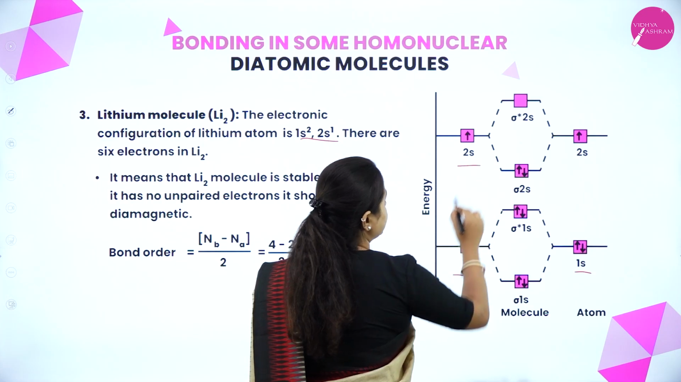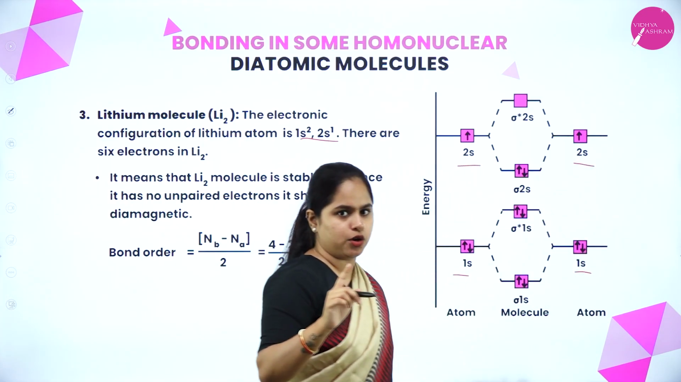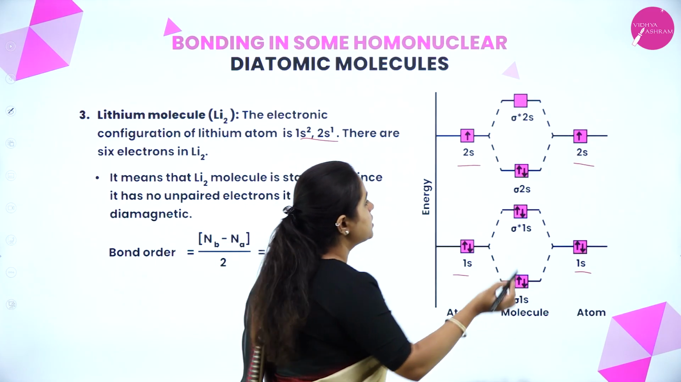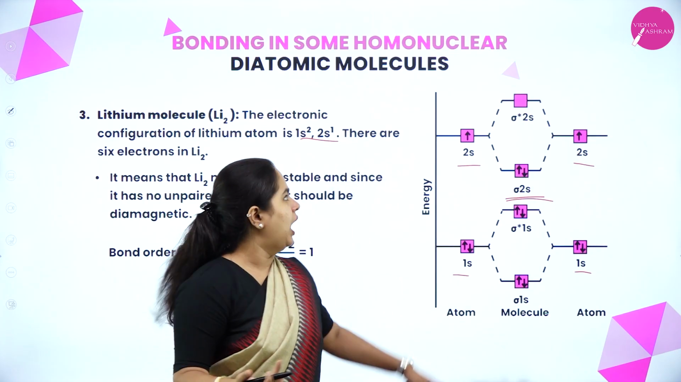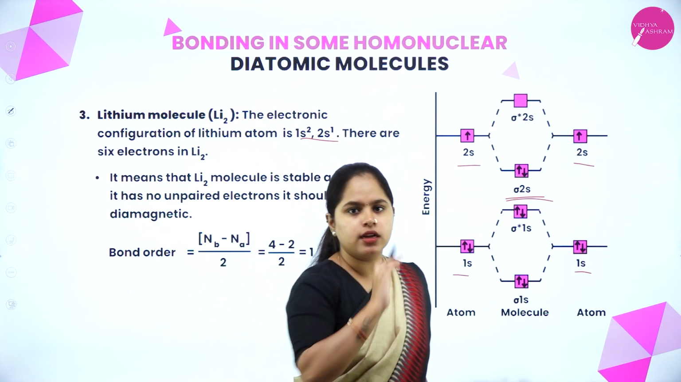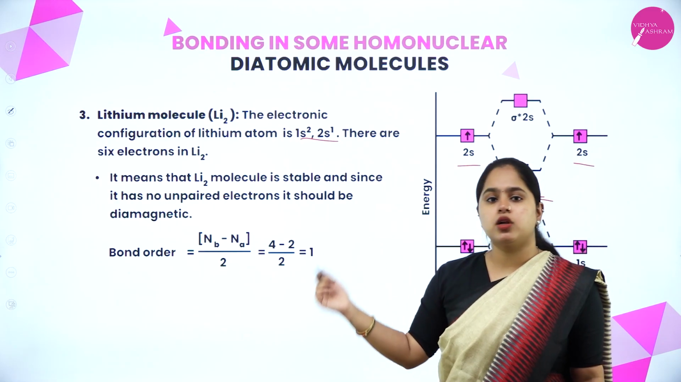In this lithium atom, 1 electron is present in the 2s orbital, and here also 1 electron. Now, a total of 2 electrons are to be in the molecular orbital. Yes, those 2 electrons get filled in the bonding molecular orbital, and in the anti-bonding molecular orbital, nothing gets filled. So this is clear, the molecular orbital diagram. From this, again, you will be able to calculate the bond order.